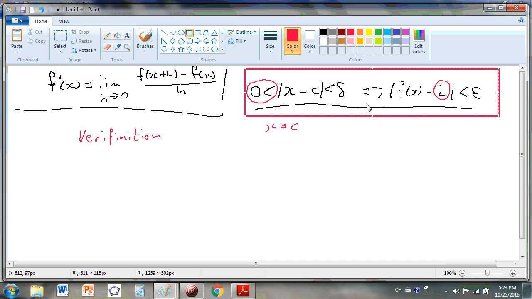So it's very circular, because L, first of all, is required to be known. And L is actually the derivative. So you need to know the derivative in order to prove that it is the derivative. How stupid can you get?